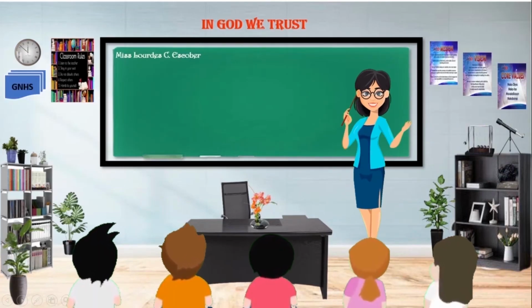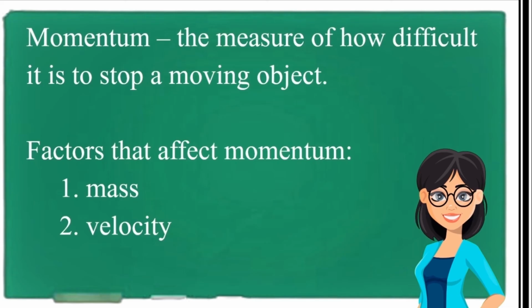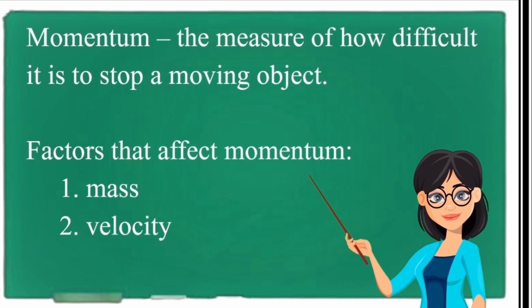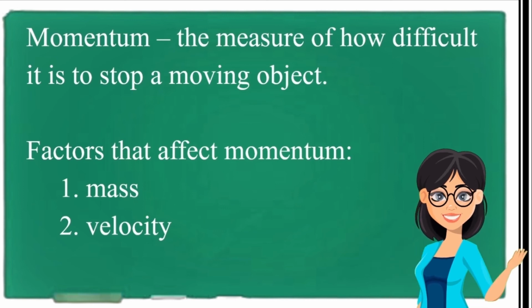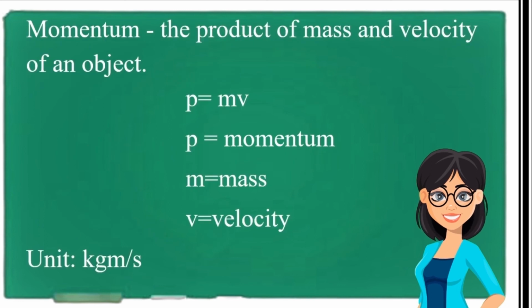Okay, class, let us summarize the concepts that we learned today. We defined momentum as the measure of how hard it is to stop a moving object. And what are the factors that may affect momentum? Number 1 is the mass. The greater the mass of an object, the greater the momentum. Then number 2, velocity. The faster an object moves, the greater the momentum. Momentum is also defined as the product of the mass and the velocity of an object.